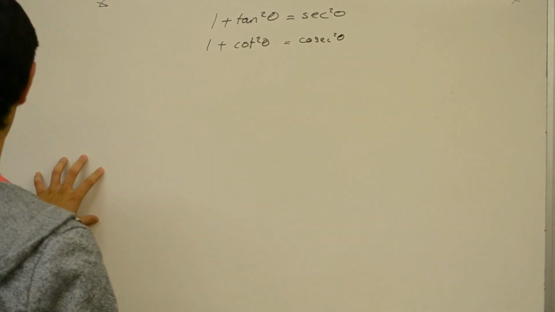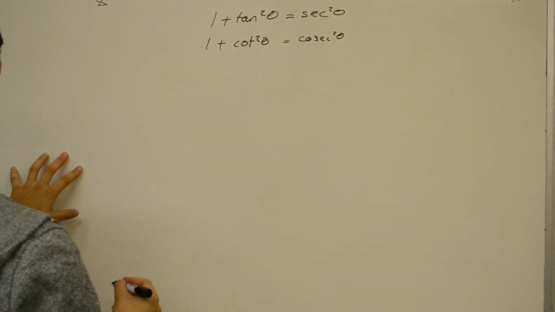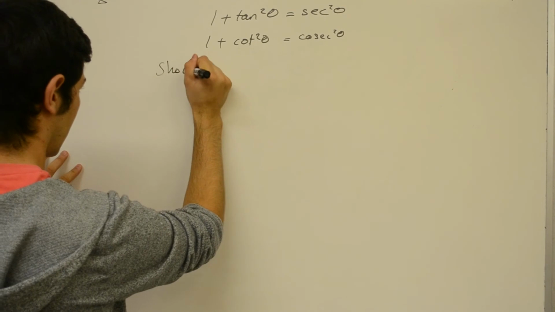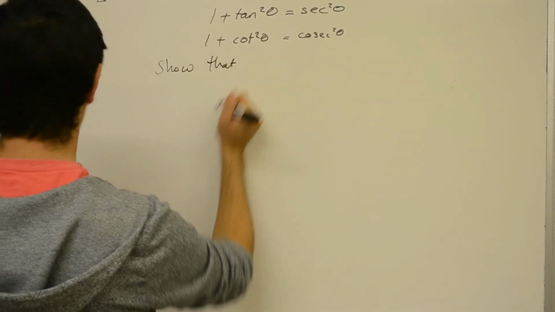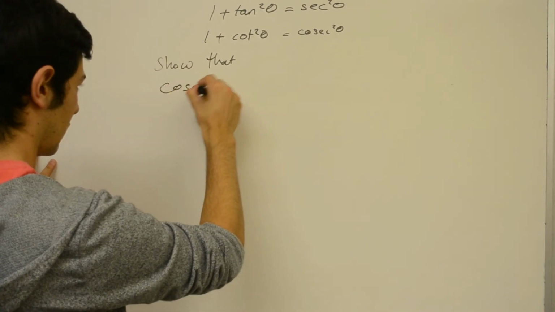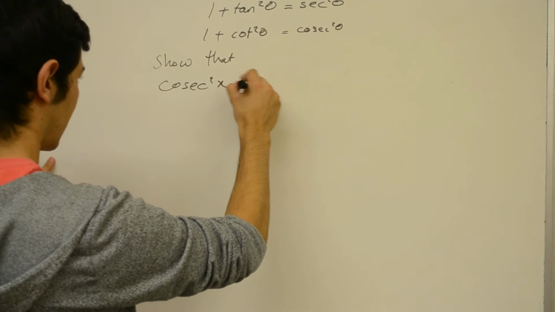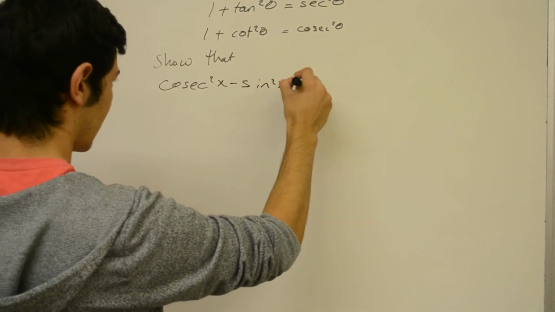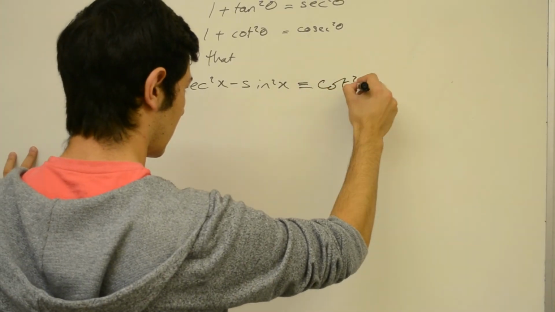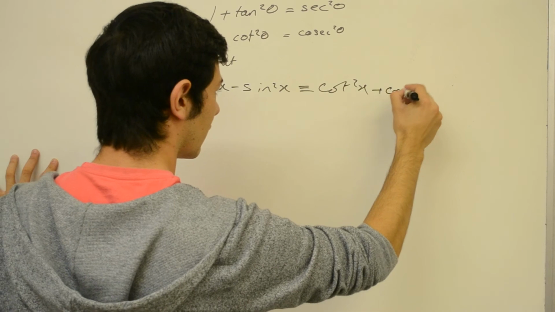So the example that I've got, which came out of the Edexcel C3 book, says show that cosec squared x minus sine squared x is identical to cot squared x plus cos squared x.